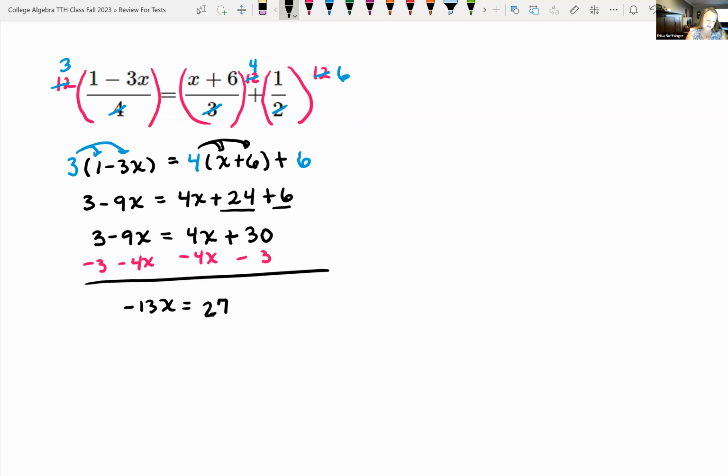Dividing both sides by negative 13, we get x is equal to 27 all over 13, and let's just put the negative out front. So negative 27/13.